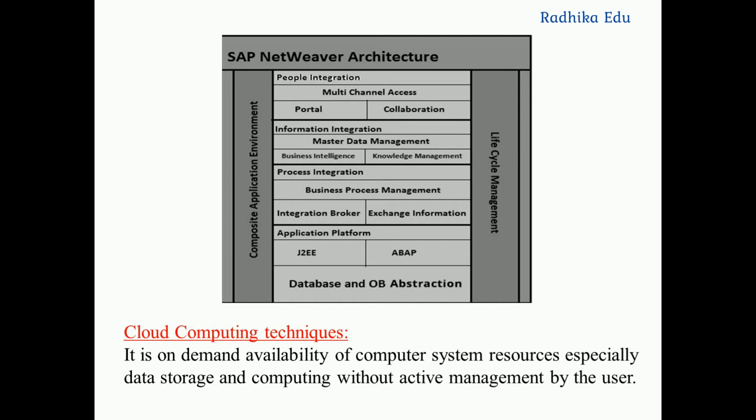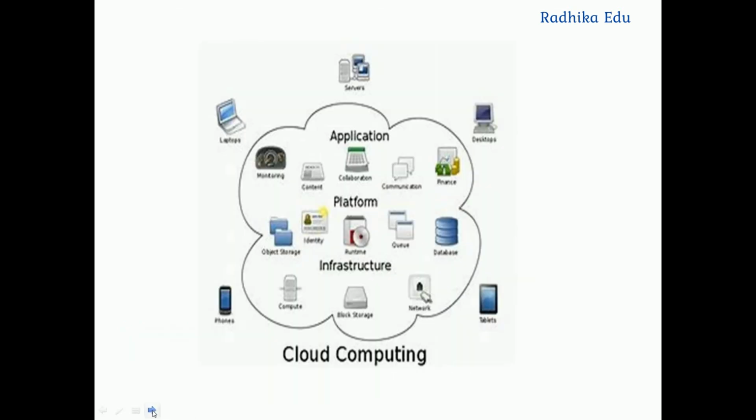Database and operating system abstraction. What do you mean by cloud computing techniques? It is on-demand availability of computer system resources, especially data storage and computing, without active management by the user. The below diagram shows cloud computing. It consists of application, platform and infrastructure.